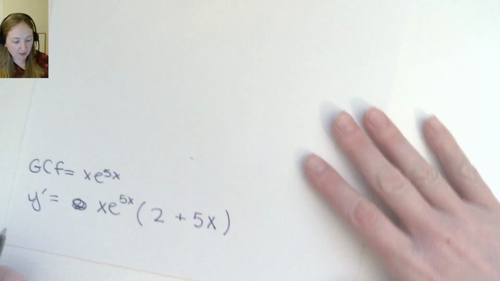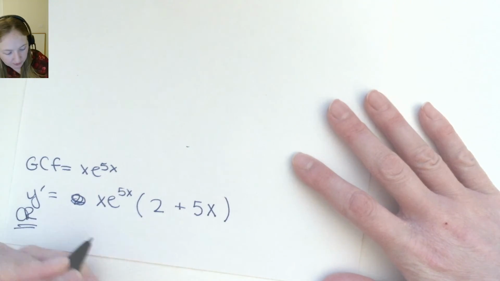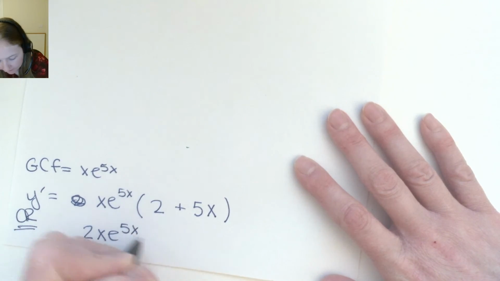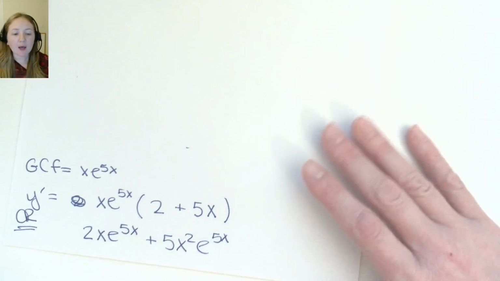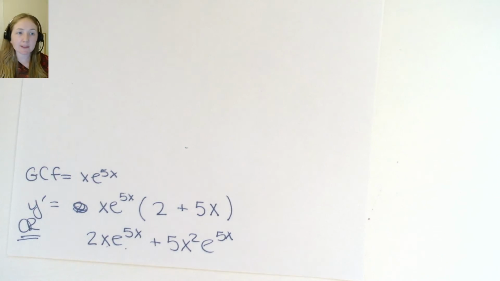Again, I'll rewrite them here, factoring out the GCF, or keeping it without the GCF factored, where you just have 2x e to the 5x plus 5x squared e to the 5x. Another thing that I want to mention is that the order that you write the x and the e technically does not matter, but the standard is to put the e at the end in order to keep things straight.